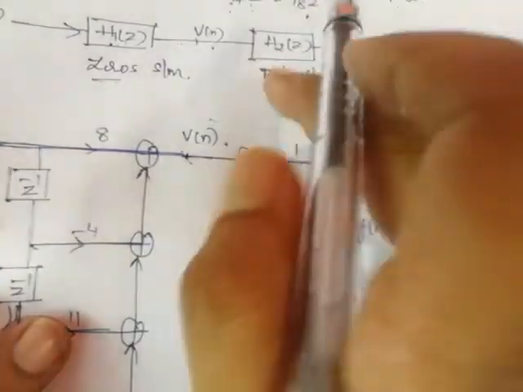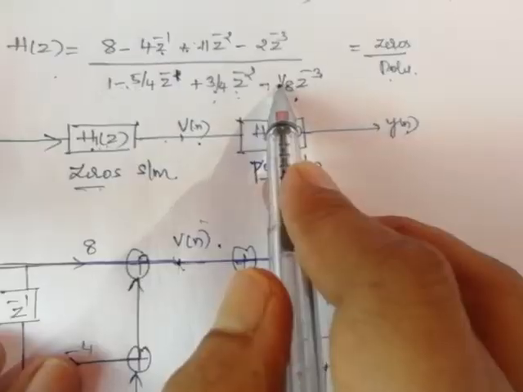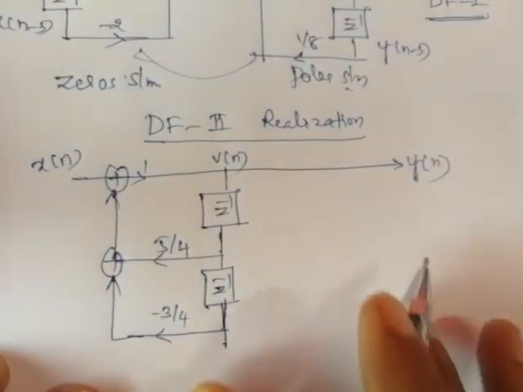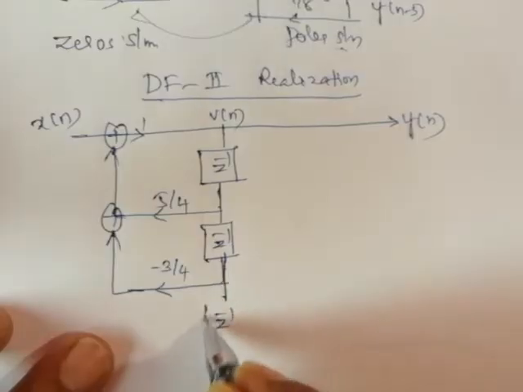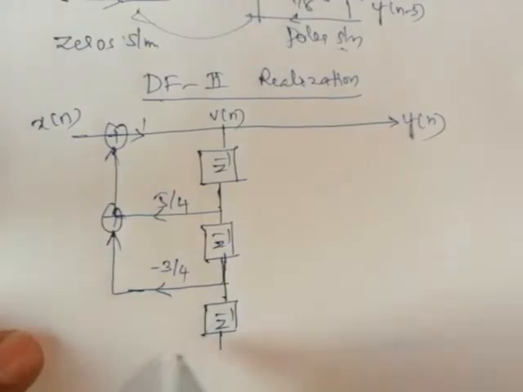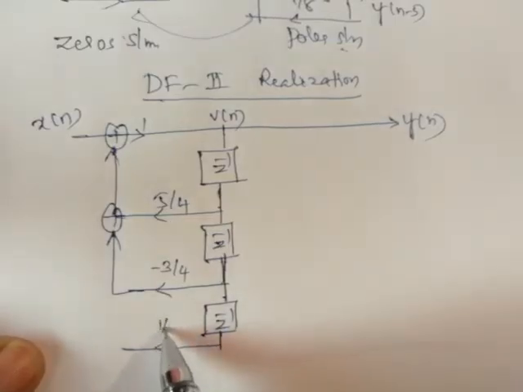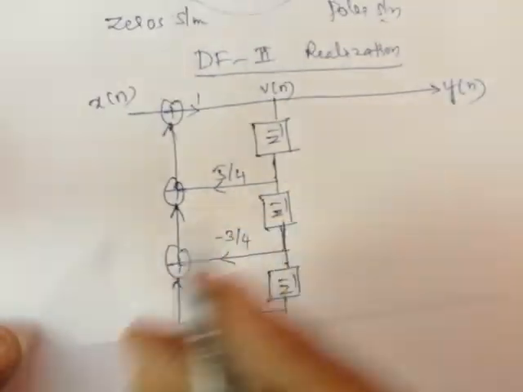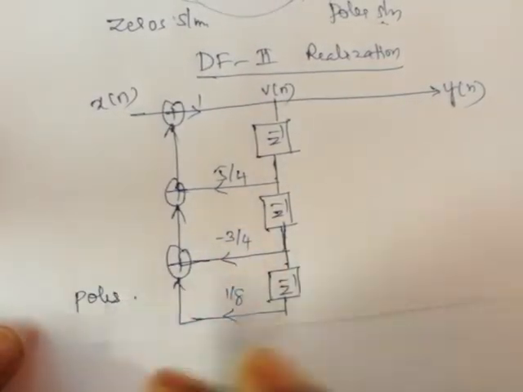Next, the third term, minus 1 by 8 is there. Take the opposite of that, with one more time delay: plus 1 by 8. Add with the previous result. So it becomes the pole system. This part indicates the pole system.